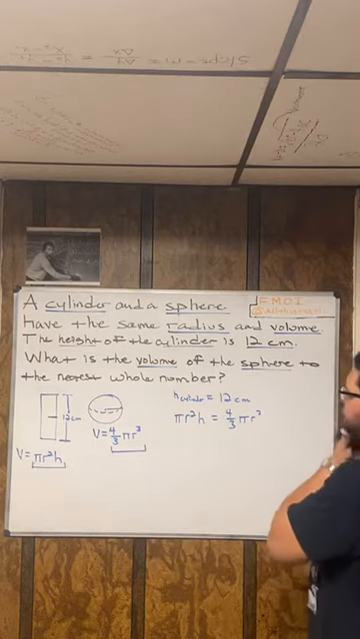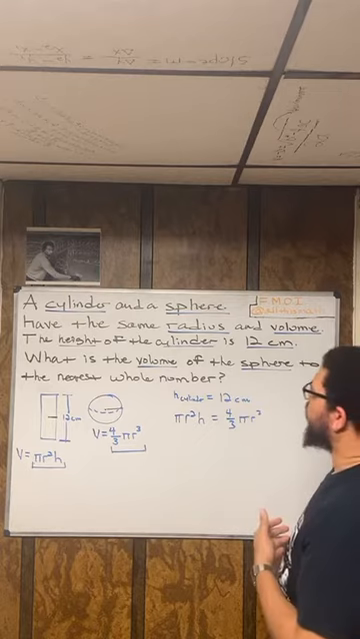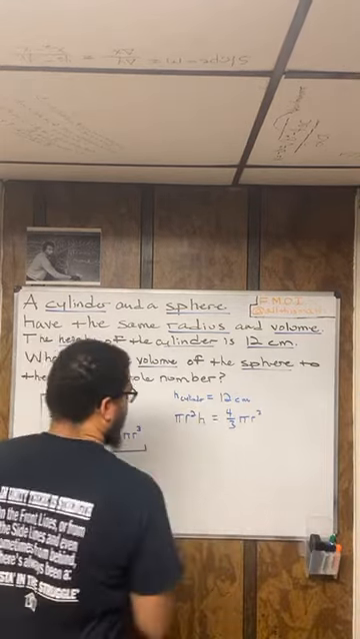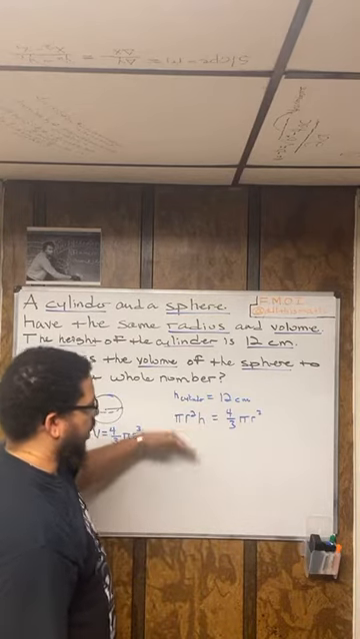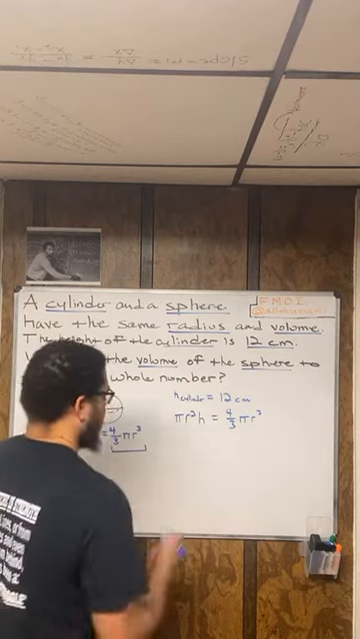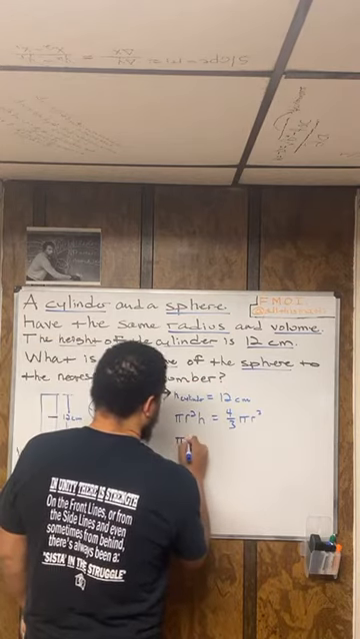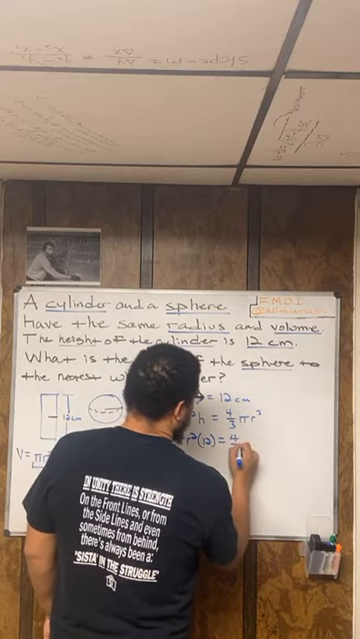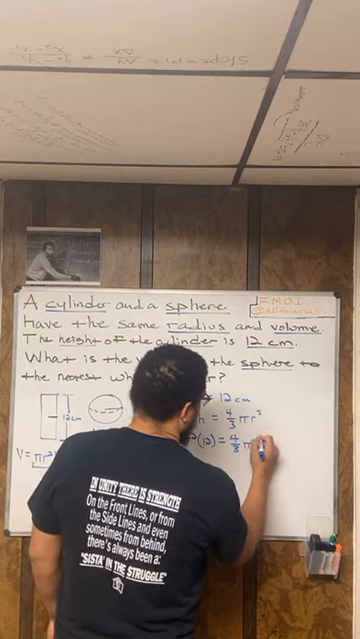So now we can say, all right, what other information do we know that we can use in this formula? I know that the height of the cylinder is 12 centimeters. So that means I can rewrite this and replace this h with this number, 12. So now I'm doing pi r squared times 12 is equal to 4/3 pi r to the third.